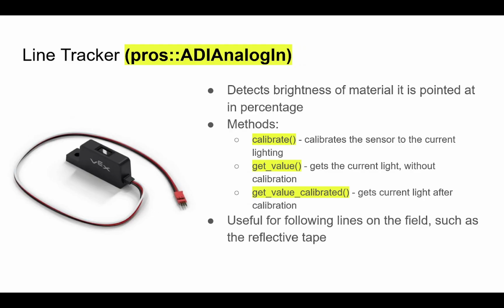Next part we have is the line tracker, which can be defined with PROS ADI analog in. This part detects brightness of the material it is pointed at in percentages. Some methods it can use are calibrate, get value, and get value calibrated. This part is pretty useful for following lines on the field if you're going that direction and trying to avoid odometry, because there is reflective tape on the field.